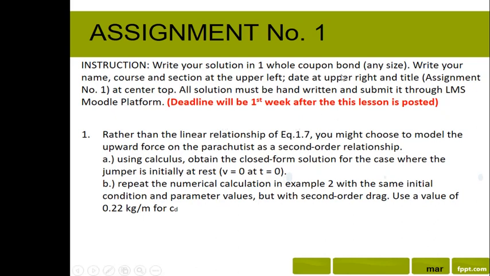Okay, so here is your assignment number 1. Rather than a linear relationship, you may choose to model the upward force on the parachute as a second order relationship. Using calculus, obtain the closed form position for a case where the jumper is initially at rest, and repeat the numerical calculation example 2 with the same initial condition and parameter values, but with second order drag. Use a value of 0.22 kg per meter for the second order drag coefficient.